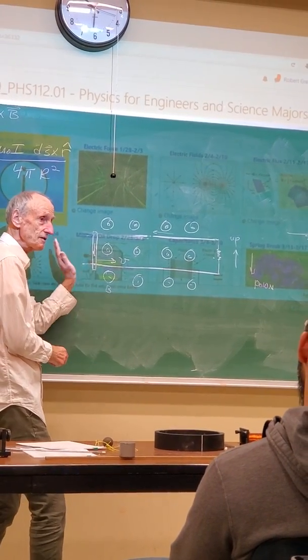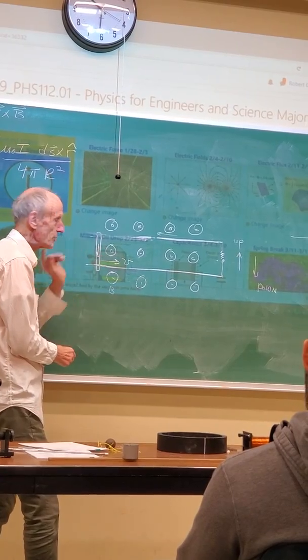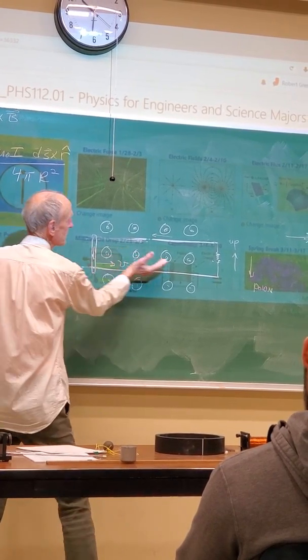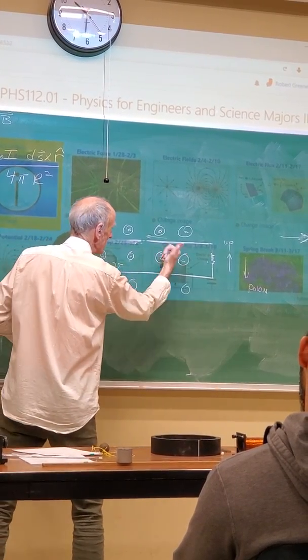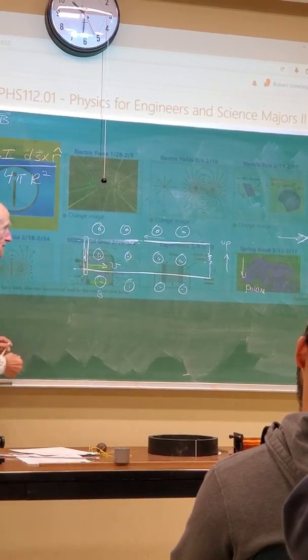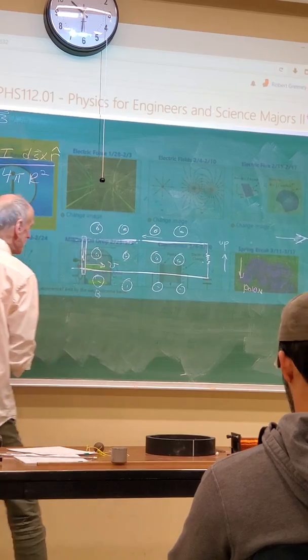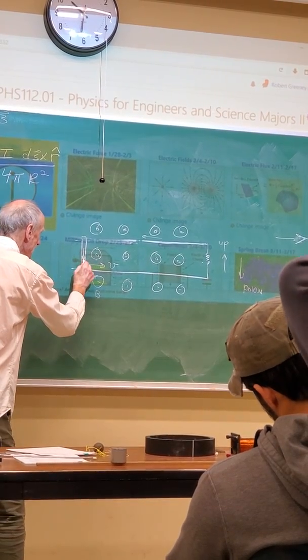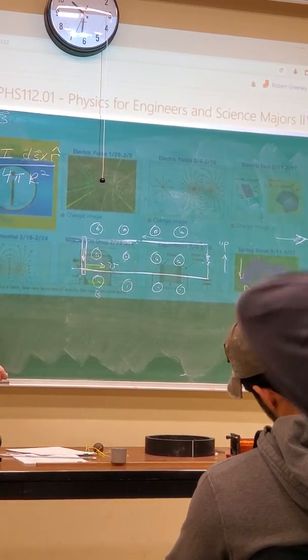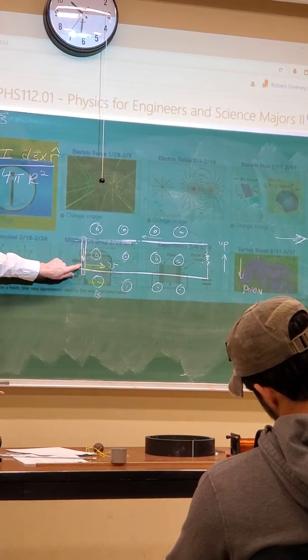The V is the velocity, so it's sliding this way. Current will be down. Why? Because the current has to be this way. Why? Because the flux is decreasing and it's going to try and prevent the decrease. So the current's down.